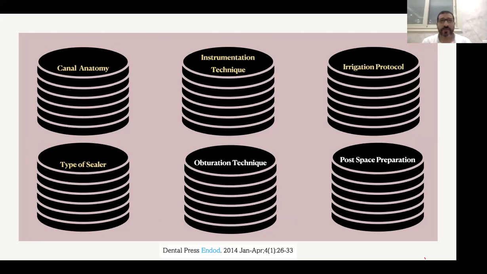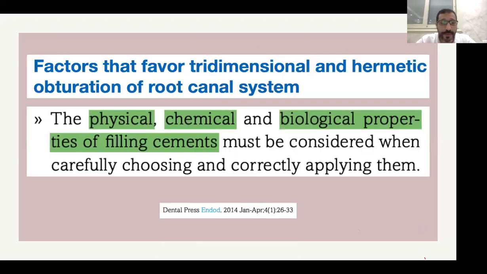Now, after drying the root canal system, we need to use a sealer. Which type of sealer do we need? Actually, when we talk about sealers, we have to know the physical, chemical, and biological properties of the sealer.